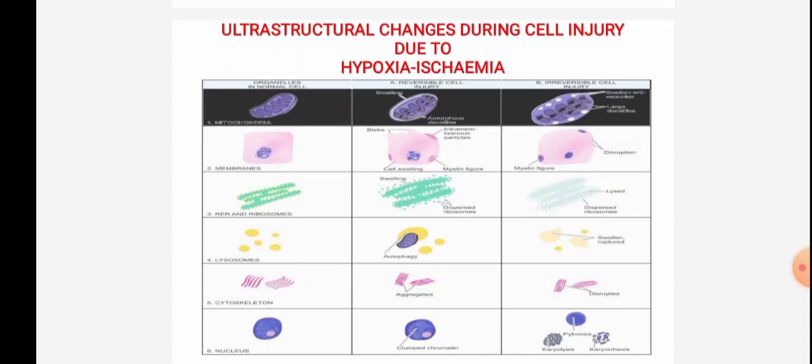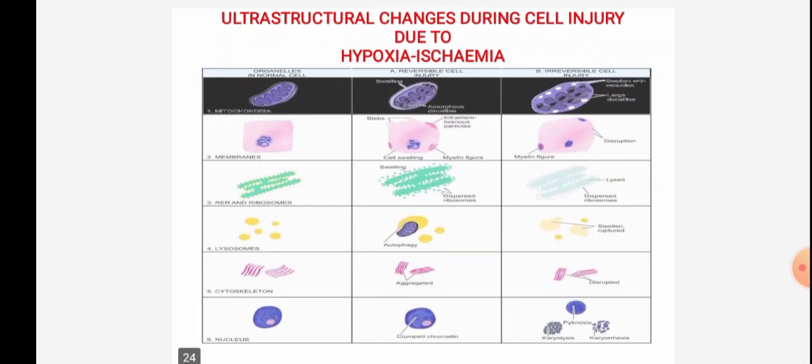In the cytoskeleton, aggregated cytoskeleton is produced in reversible cell injury, but in irreversible cell injury, a disrupted cytoskeleton is produced. In the nucleus, clumped chromatin is formed in reversible cell injury, but pyknosis and karyorrhexis are produced in irreversible cell injury.